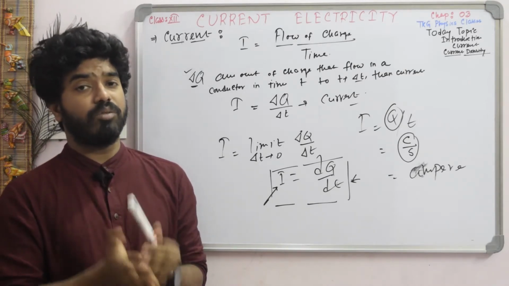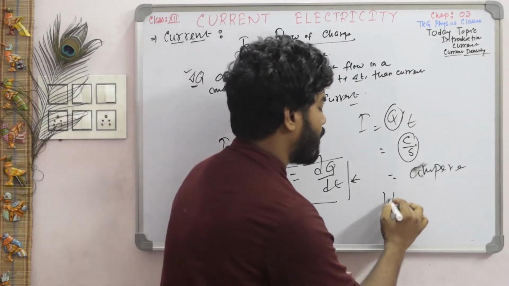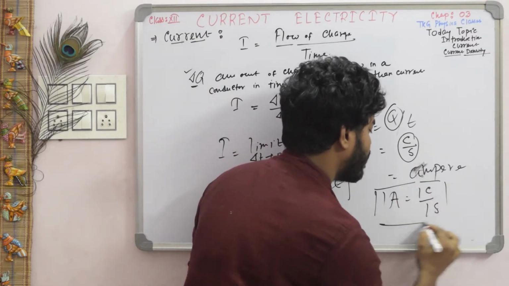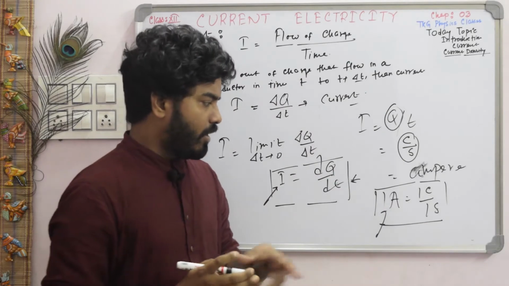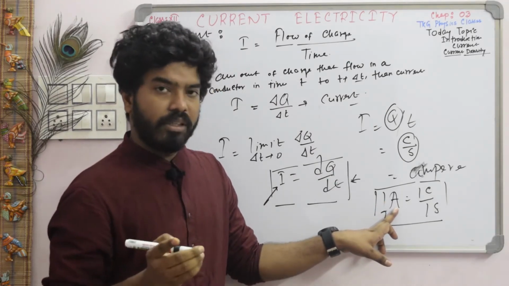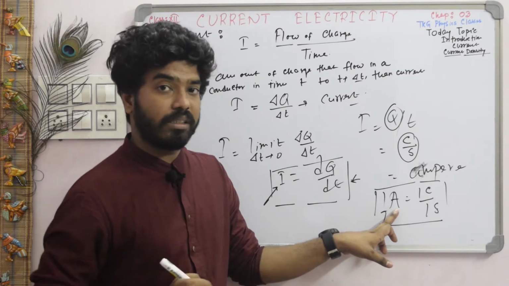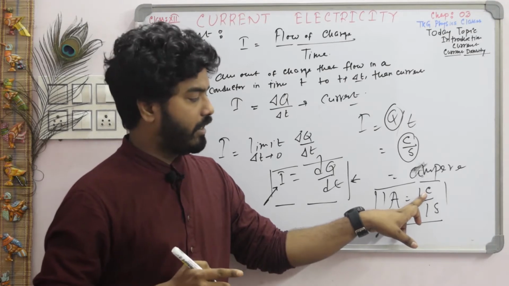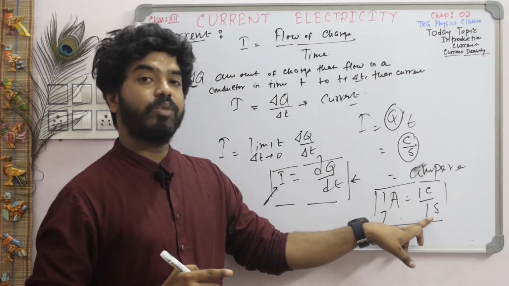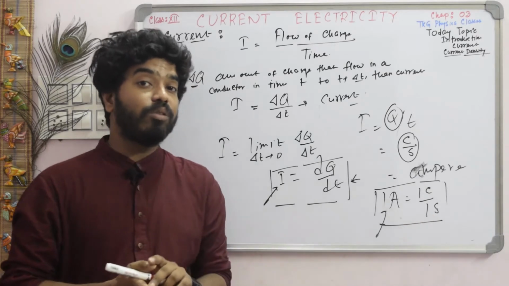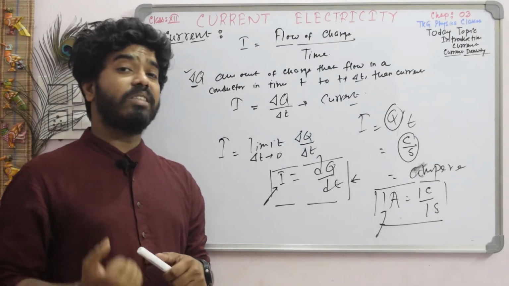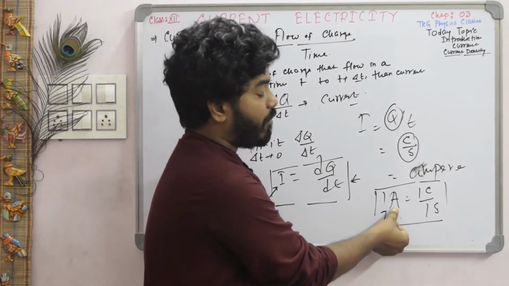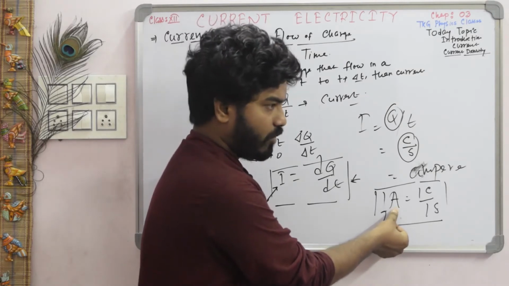What will be the definition? Just see here, 1 ampere means 1 coulomb per 1 second. From this equation you define 1 ampere current. 1 ampere current is flowing through a conductor when 1 coulomb charge flows in that conductor in a time of 1 second. That means when 1 coulomb charge flows through a conductor in 1 second, this ratio gives 1 ampere of current. So, this is the definition of 1 ampere current.